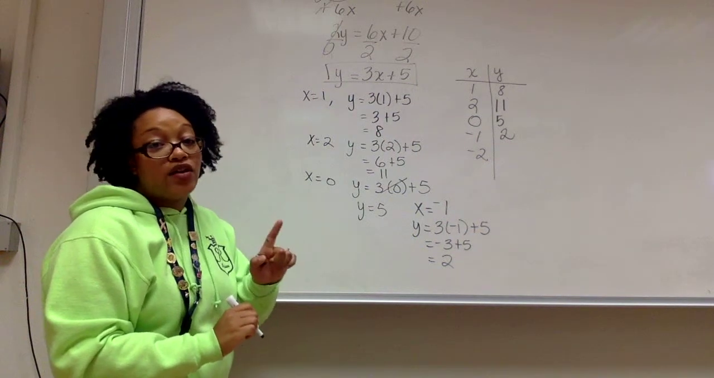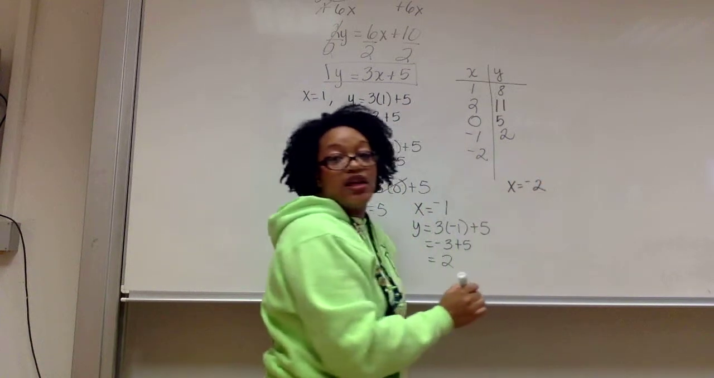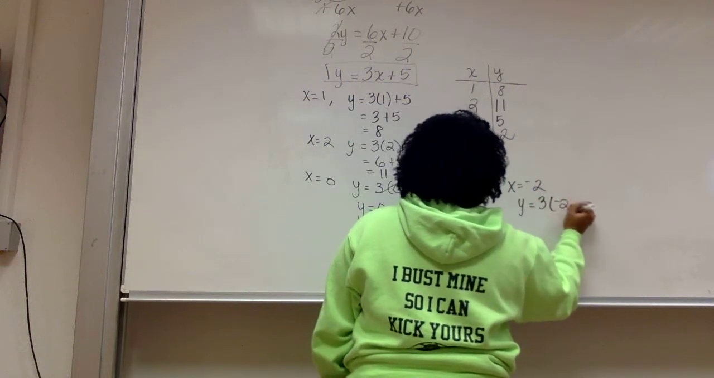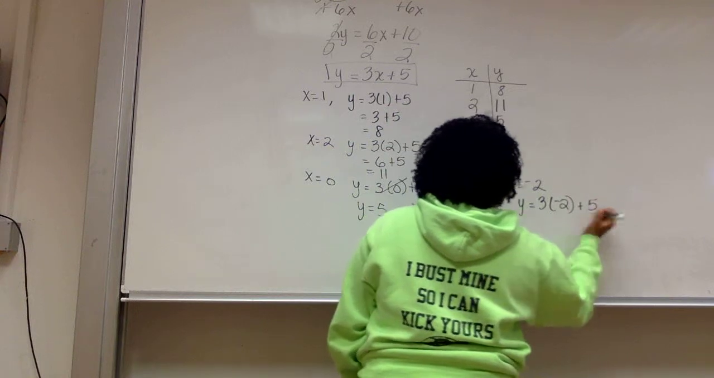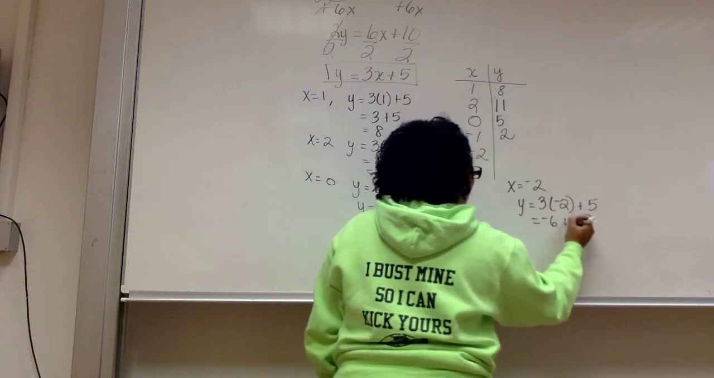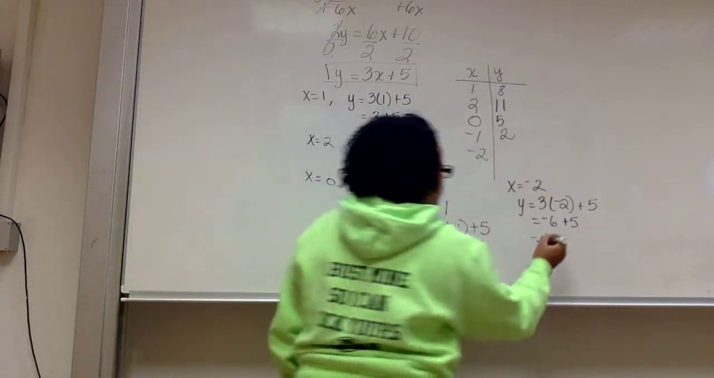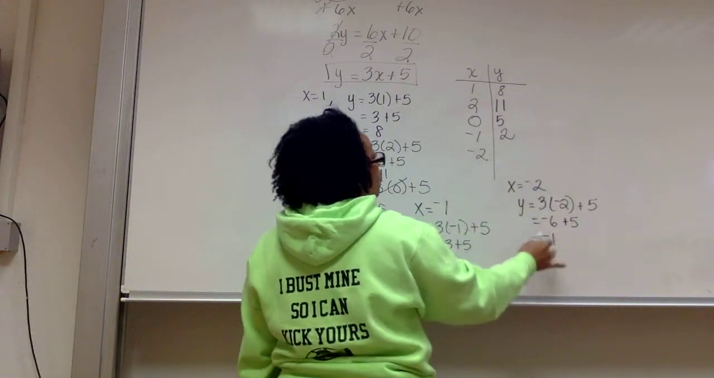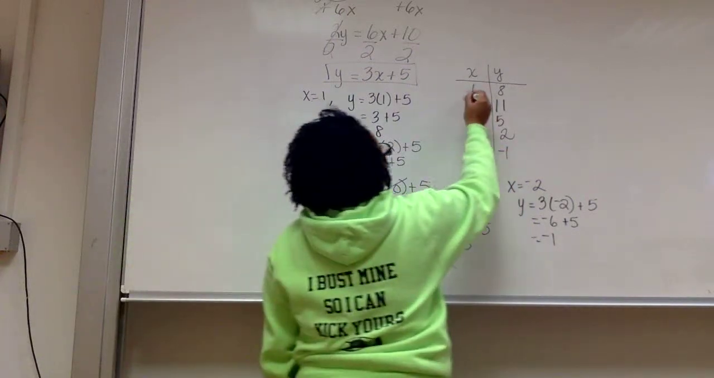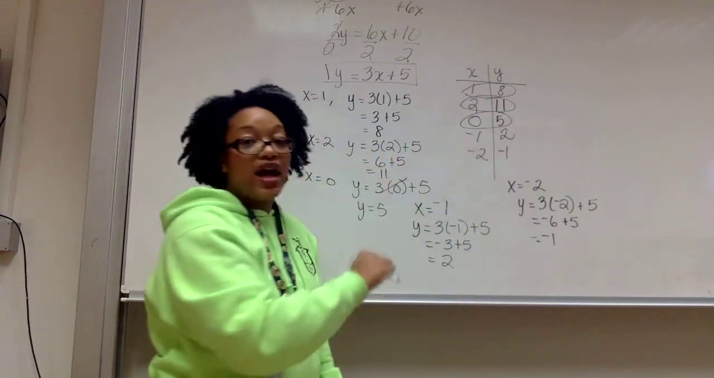We got one more value to get our last point. When x is negative 2, let me see, can you see me? Yes. Y is equal to 3 times negative 2 plus 5. 3 times negative 2 is negative 6. You add your 5. Negative 6 plus 5 is negative 1. So when x is negative 2, y is negative 1. My table is complete. So now I have all 5 points that will be plotted on my graph.